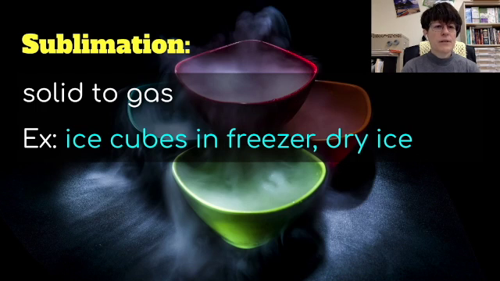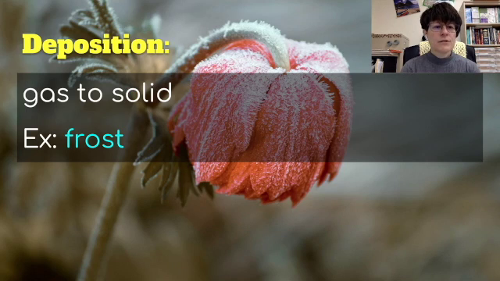We also have something called sublimation, where we go directly from a solid to a gas. Some examples of this are ice cubes in your freezer. You might notice that they shrink after a while. And in the background here, dry ice goes directly from a solid to a gas. There's also deposition from a gas to a solid, and this is when we have frost forming on plants, which will be happening here soon because it's fall where we are right now.